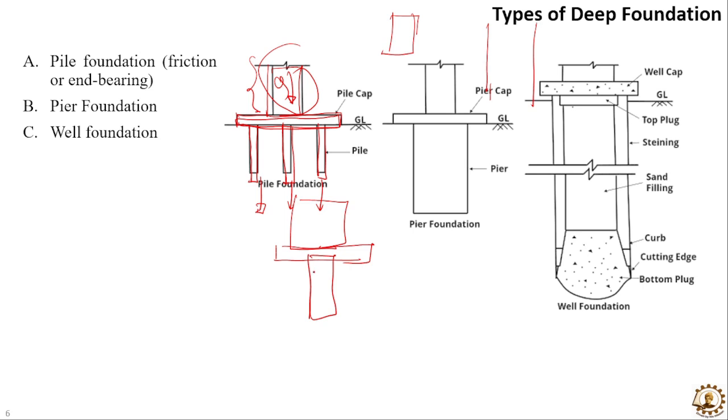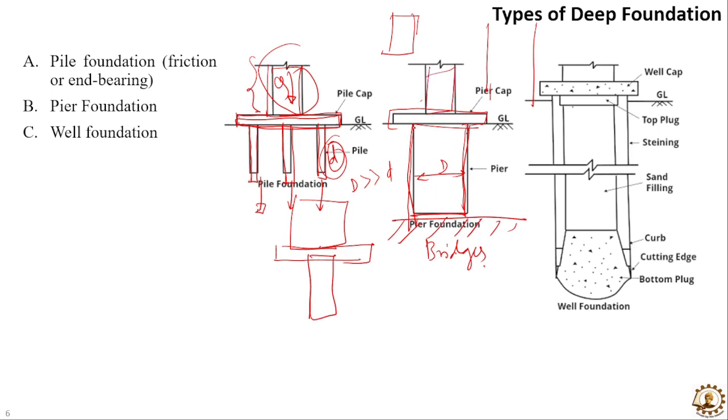Similarly, in the case of a pier foundation, we generally use it in the case of bridges. Here, a large diameter cylindrical shaft is resting on a firm stratum. This is a firm stratum. Above this is a large cylindrical shaft of diameter D, and in the case of a pile, this is a small diameter d. So the diameter of the pier is much greater than the diameter of the piles. And also in this case, above the foundation we use a cap.